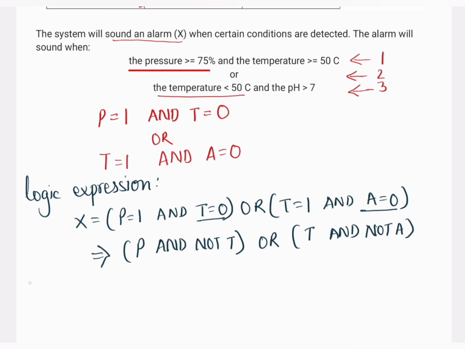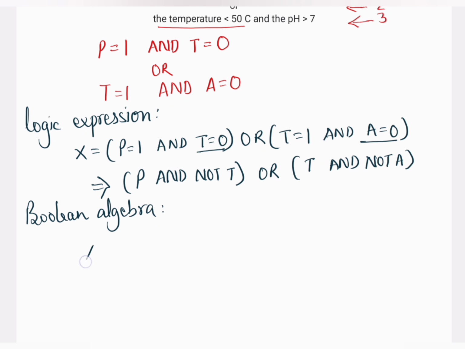Let's try and put this into Boolean algebra. I do hope you remember from our previous lessons. So for the Boolean algebra, X is equal to P. The AND is multiplication. The NOT is the bar on the alphabet. So T bar. The OR is the plus sign, T remains T, AND is the multiplication sign, A, and NOT is the bar on the top.